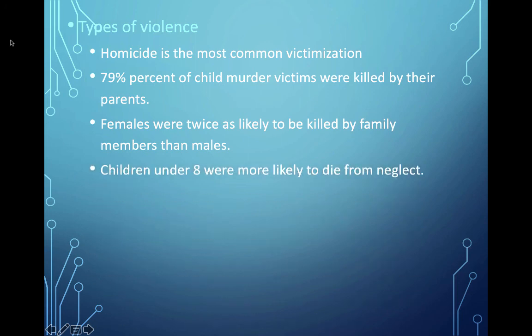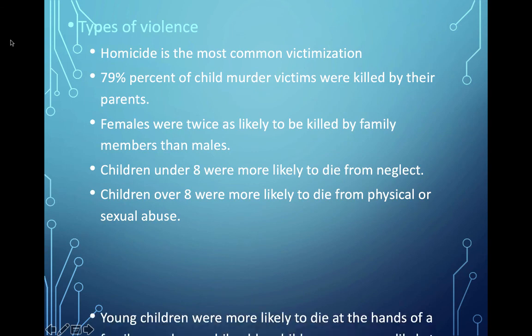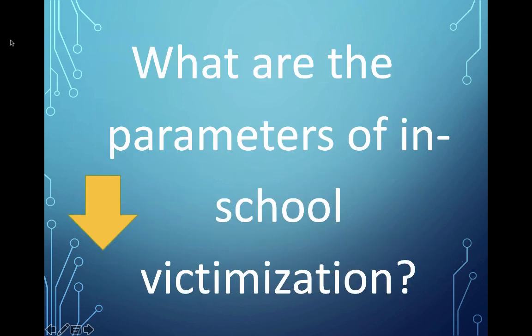Children under 8 were more likely to die from neglect. Children over 8 were more likely to die from physical or sexual abuse. And young children were more likely to die at the hands of family members, while older children were more likely to be murdered by non-family members.